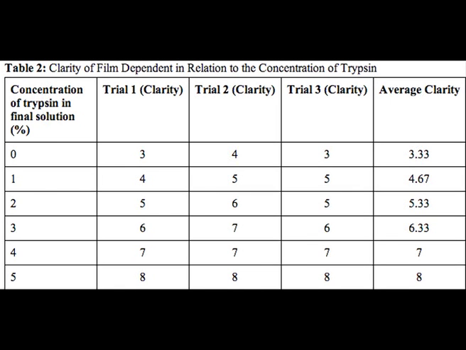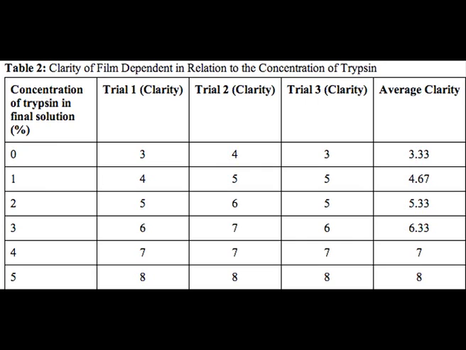In our experiment, the clarity of the film was linked to an opacity gradient, in which a higher value equals higher clarity. The results of our experiment were the following. The film treated in the 0% trypsin solution had an average clarity of 3.33 on the opacity gradient. The film treated in the 1% trypsin solution had an average clarity of 4.67. The film treated in the 2% trypsin solution had an average clarity of 5.33.